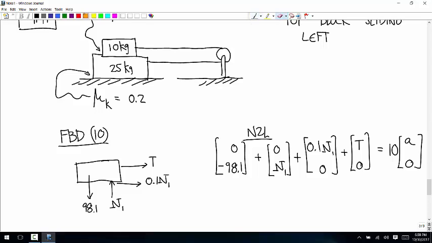And the key thing to notice here is that these two forces together, this pushing force and this friction force, those are the force on the 10 by the 25. If you add those two up, that's the total force applied to the 10 kilogram by the 25 kilogram. And so we're going to use Newton's third law on those.